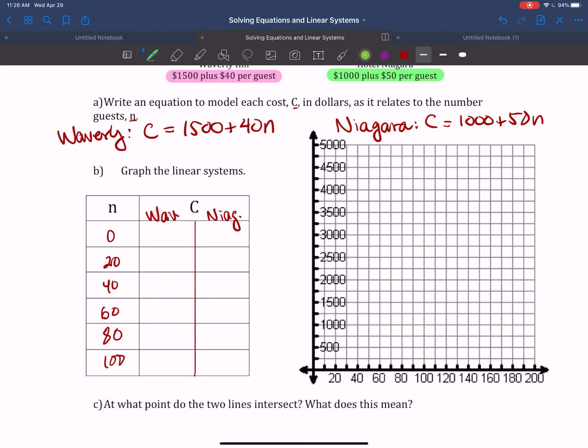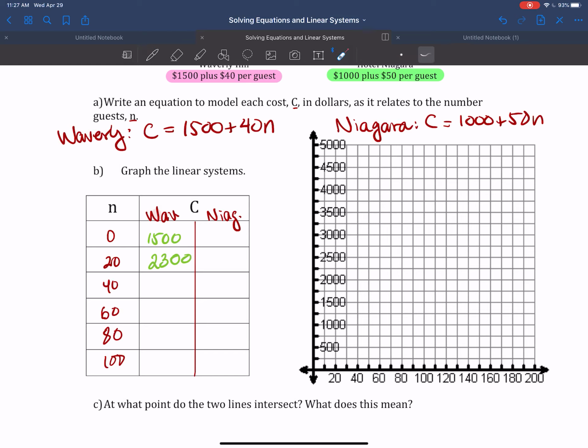So if 0 people show up if they choose the Waverly Hotel and nobody shows up, they had to put down a deposit of $1,500. So it's going to cost them $1,500. Now for every 20 people showing up, it's going to cost a certain amount, right? So if we take that 20 and I plug it in for the number of guests, I'd be doing 40 times 20, which is 800, plus 1,500 to get $2,300.